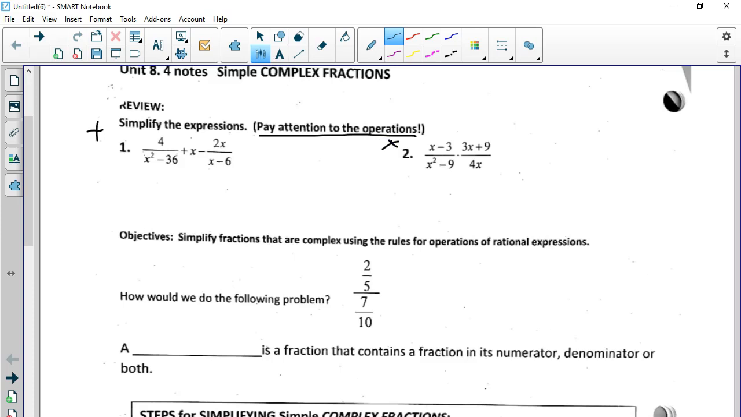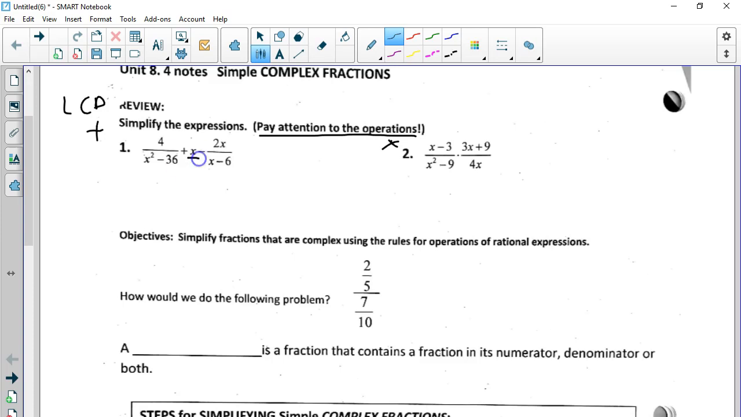Remember the differences. When we add and subtract fractions, we must have a common denominator. For multiplication and division, we do not need a common denominator. If you spend time on a multiplication problem finding a common denominator, you're just creating a bunch of work that's going to be undone in the end. So let's just get to the review.